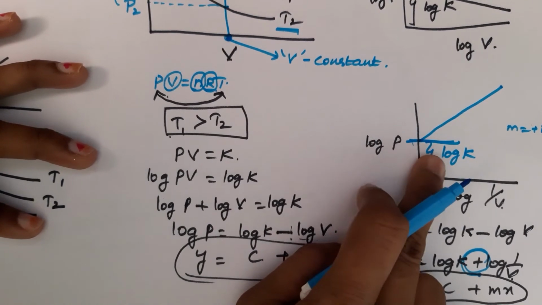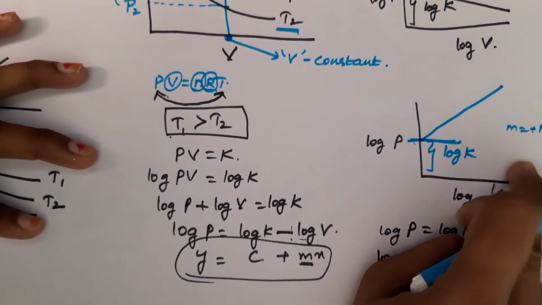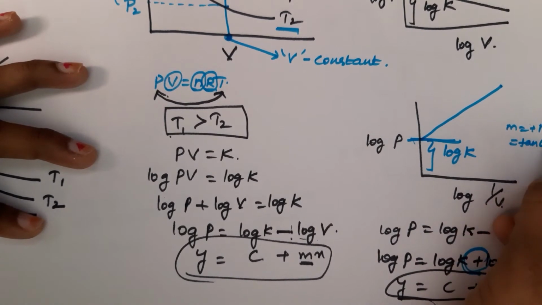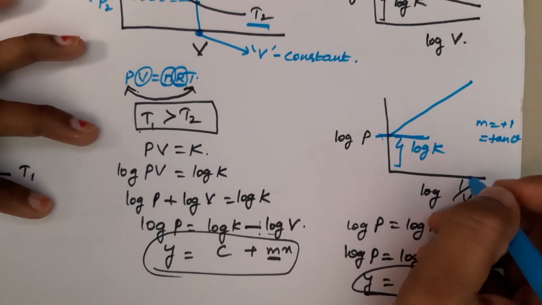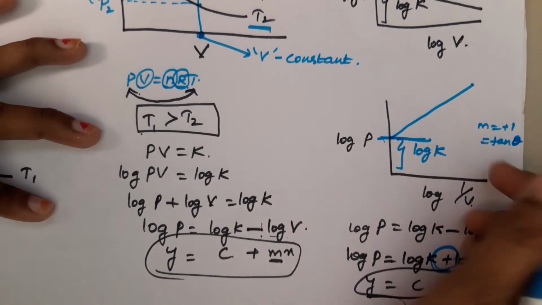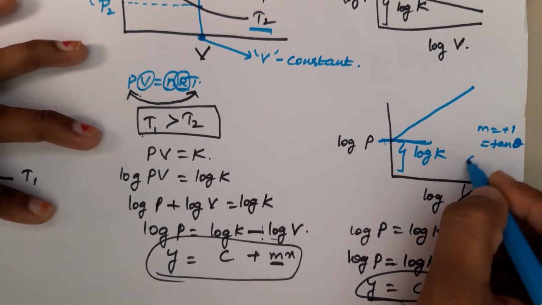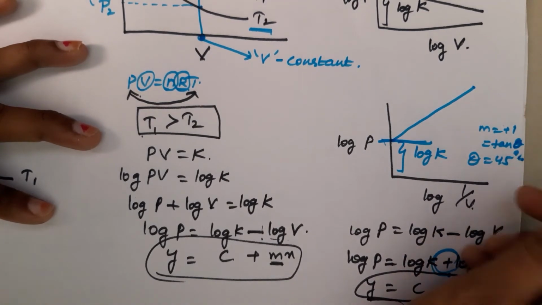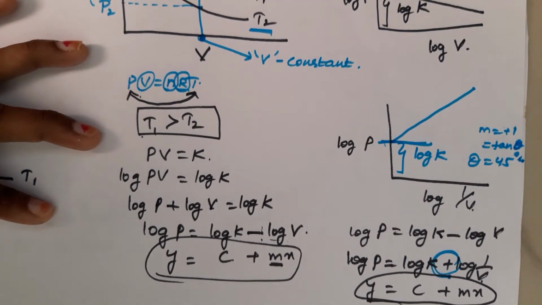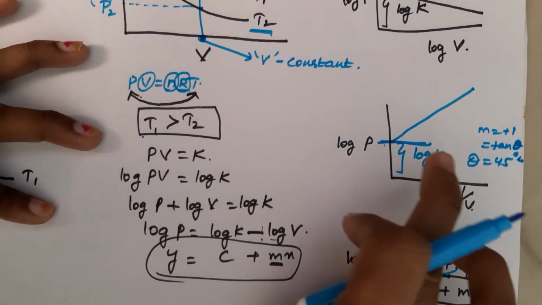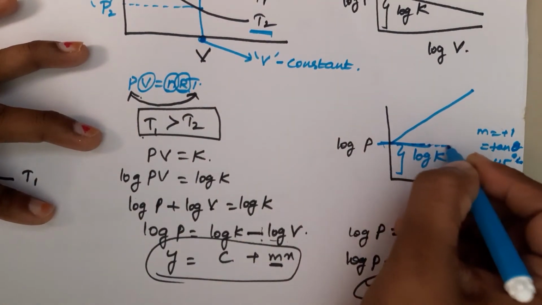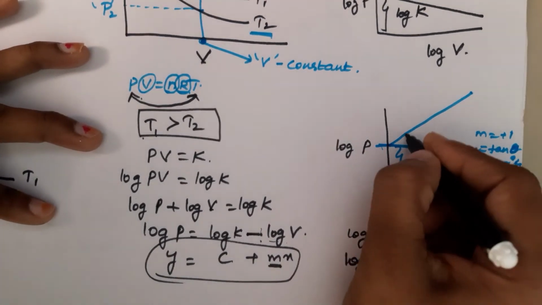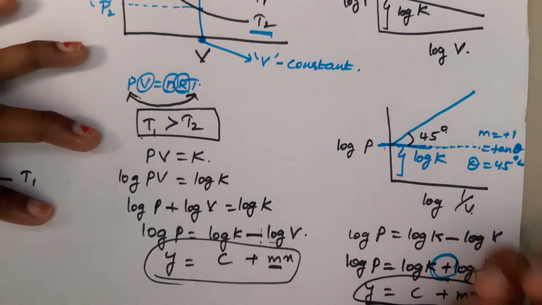Here m is equal to plus 1 means what can we write? Tan theta. M is equal to plus 1 means you can write it as tan theta. That means the theta value is 45 degrees. If you draw like this, for example, what will be the angle here? 45 degrees. The theta value will be 45 degrees.